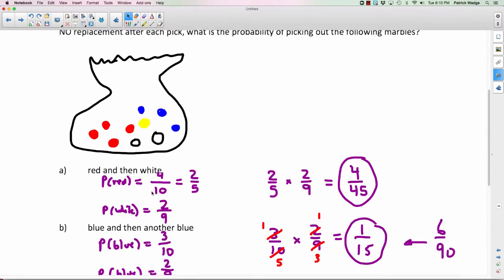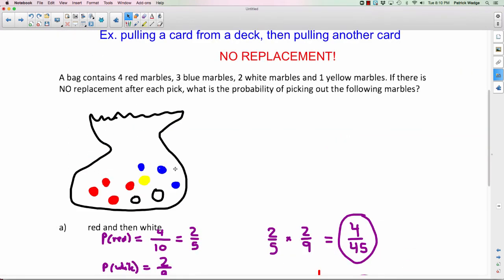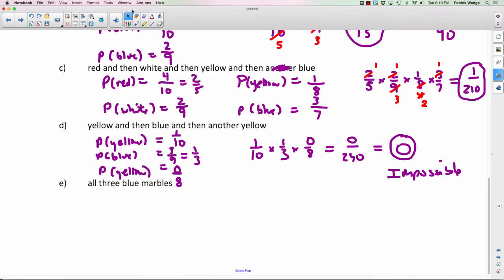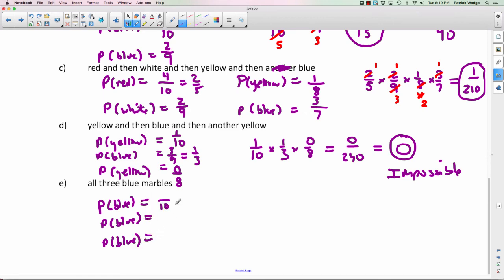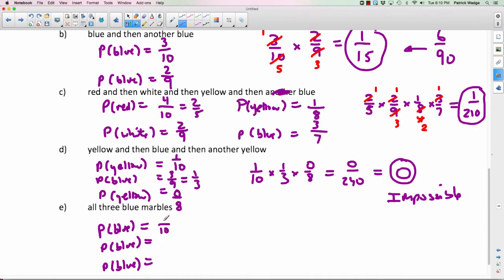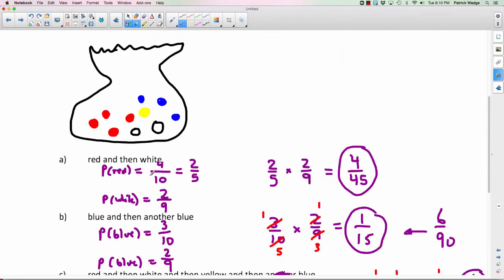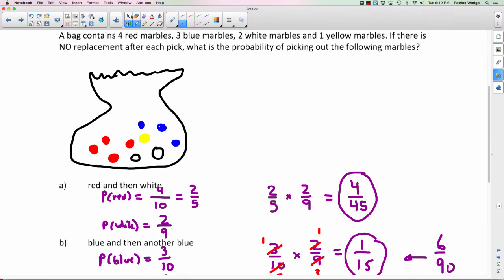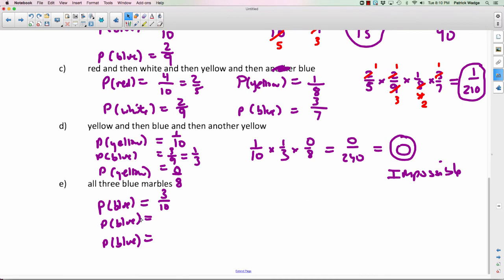Okay, last question. What's the probability of picking one blue, then another blue, and then another blue? So super fast, let's do this. Probability of blue, and then probability of blue, and then probability of blue. So to start, how many marbles are there at the start? 10. How many of them are blue? 1, 2, 3. Okay, so we have 3 out of 10. Let's get rid of one of the blues. There we go.